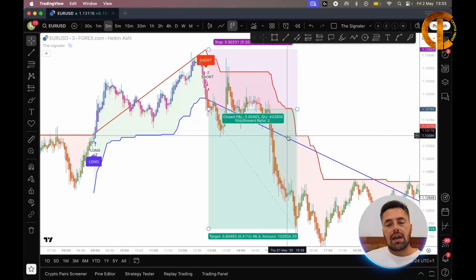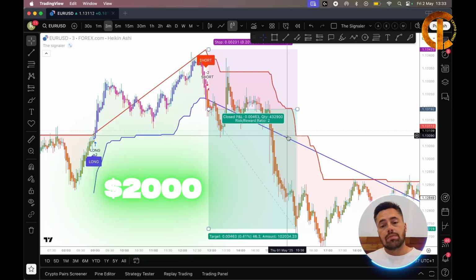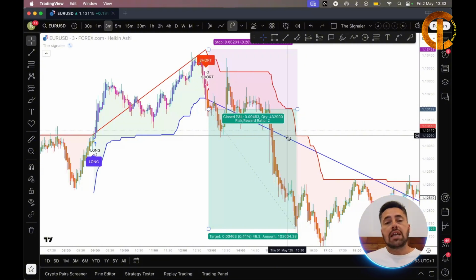Now, so you can understand what the R&R actually means, that was a 2-to-1. So if you're risking 1% of your account, you've just made 2%. If you were risking $1,000, you've gone ahead and made $2,000. So for me, yesterday, I made a 2% increase on my account.